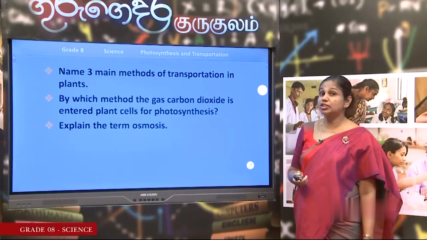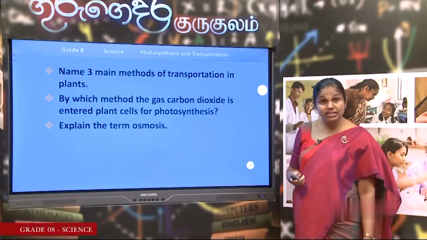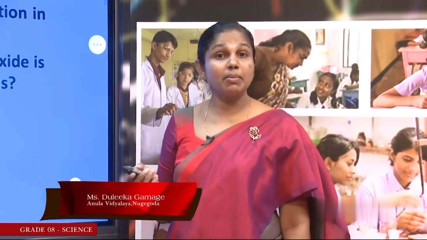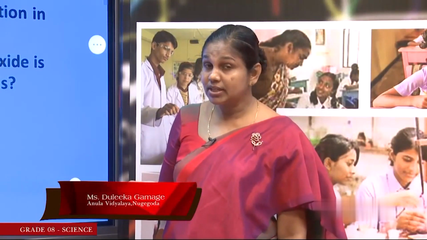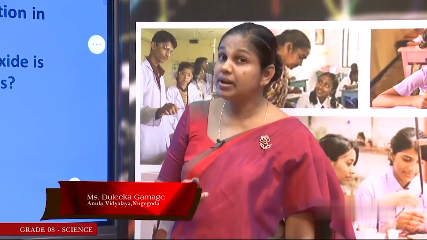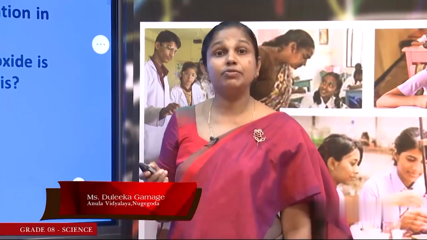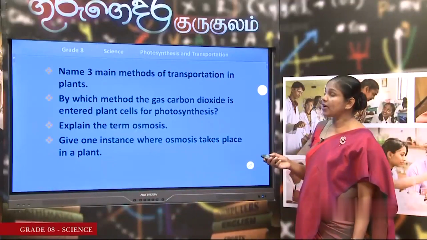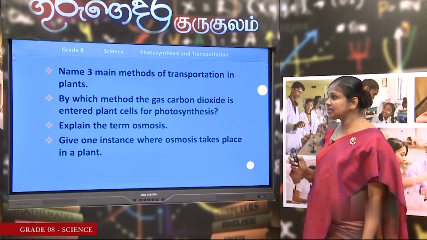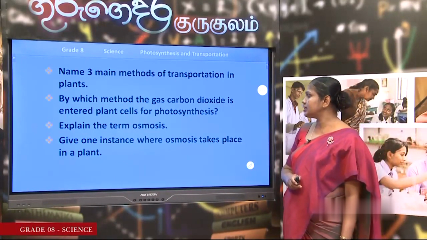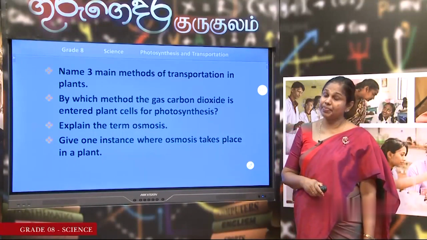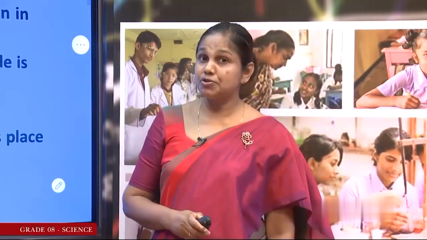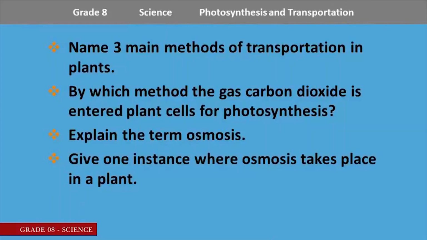Explain the term osmosis. Osmosis is the movement of water particles from a place of high water concentration to a place of less water concentration through a semi-permeable membrane. Finally, give one instance where osmosis takes place in a plant. When absorbing water by plant roots into the plant.